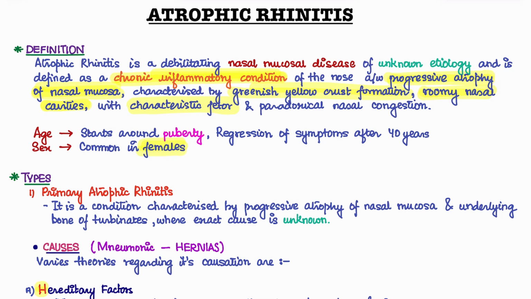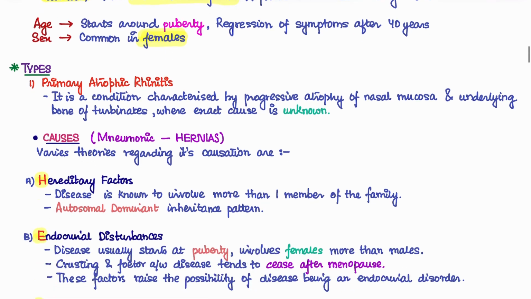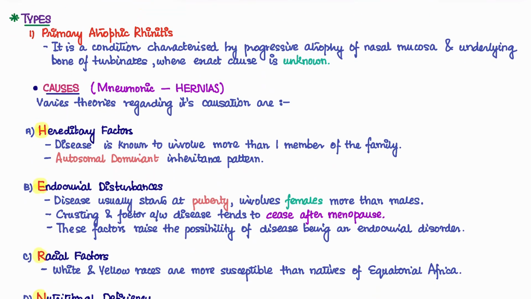Now, coming to types of atrophic rhinitis, there are two types, primary and secondary, based on the cause. Primary atrophic rhinitis is where the underlying exact cause is unknown. Whereas secondary atrophic rhinitis usually develops secondary to another underlying cause.